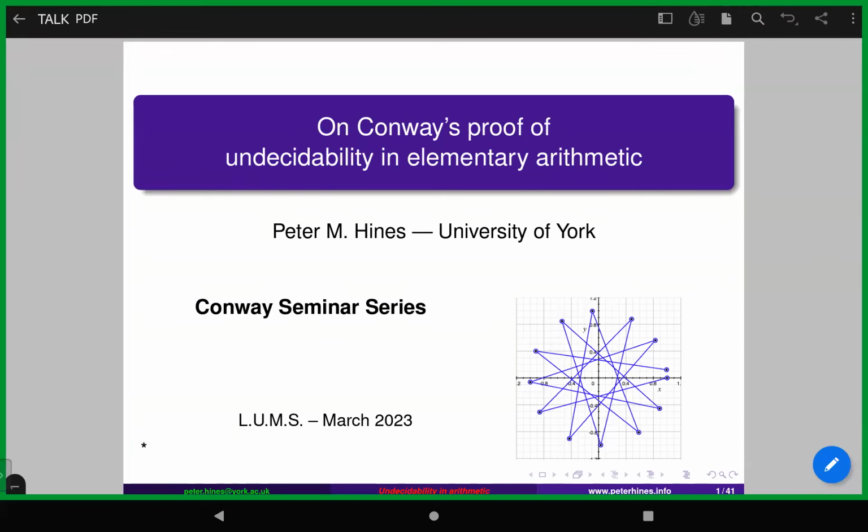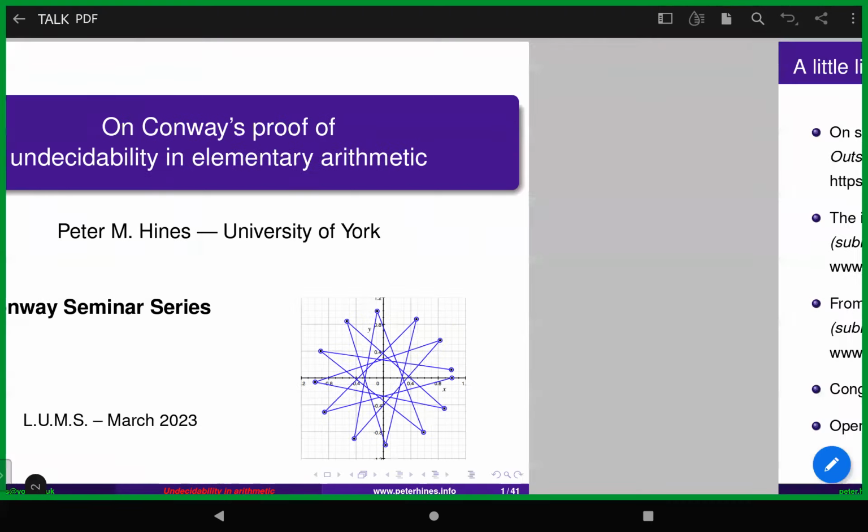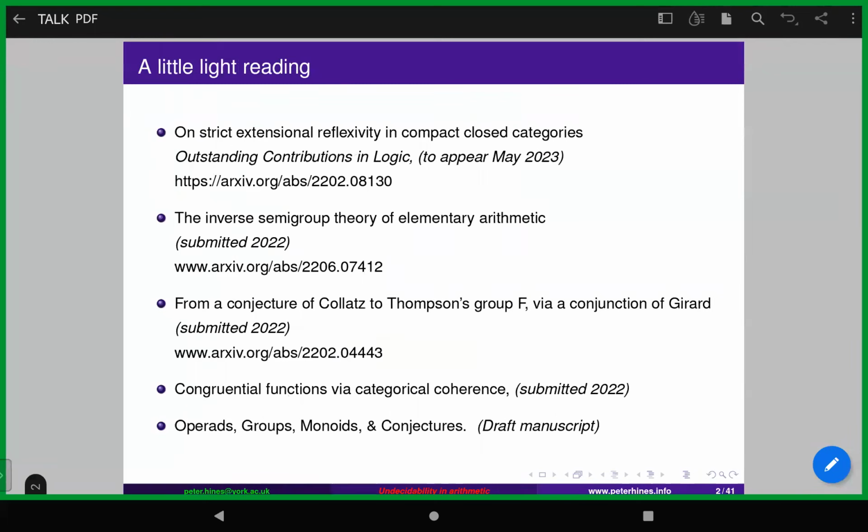Okay, well, thank you very much, and also thank you for the invitation to give a talk. It's genuinely a pleasure. As the title says, what I'm talking about today is Conway's proof of undecidability in elementary arithmetic. Before I start, there's a series of references to go along with this.